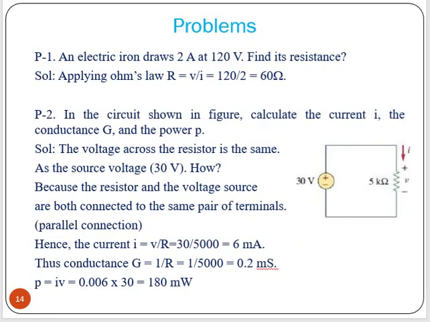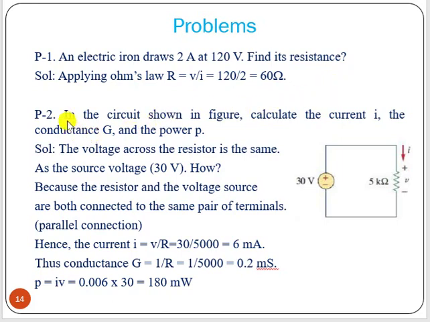Now let us take a simple problem. Suppose an electric iron draws 2 ampere at 120 volt. Find its resistance. So here what you have to do is we have to apply Ohm's law. Simply applying Ohm's law, R equal to V by I. V is given, I is given, so resistance value we can calculate. So this is the first technique, that is Ohm's law is the first one. Next we have KCL, KVL, then current division rule, voltage division rule, all those points are coming into picture.